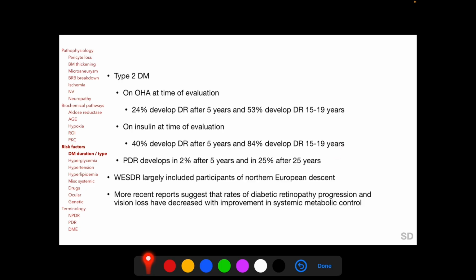Also, the WESDR found that among patients who had diabetes mellitus for 5 years, 2% had proliferative diabetic retinopathy, and this figure increased to 25% among patients who had diabetes mellitus for more than 25 years. But there were two caveats of WESDR. One was that it largely included participants of Northern European descent, and so its results may not be applicable to other races. And second, unlike WESDR, which was conducted in the early 1980s, more recent reports suggest that rates of diabetic retinopathy progression and vision loss have decreased with improvement in systemic metabolic control and ocular treatment of diabetic retinopathy.